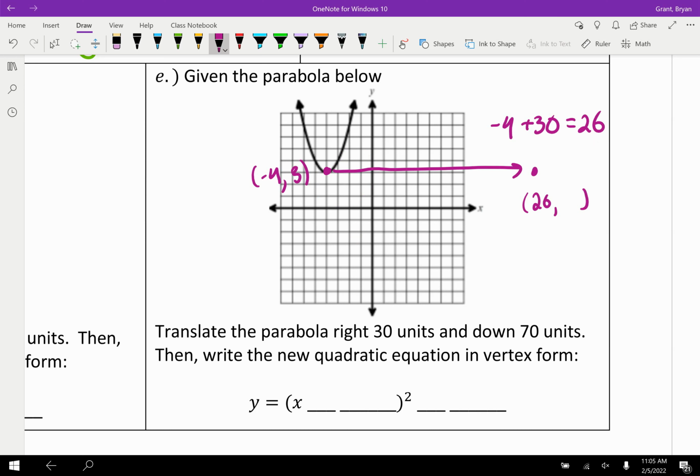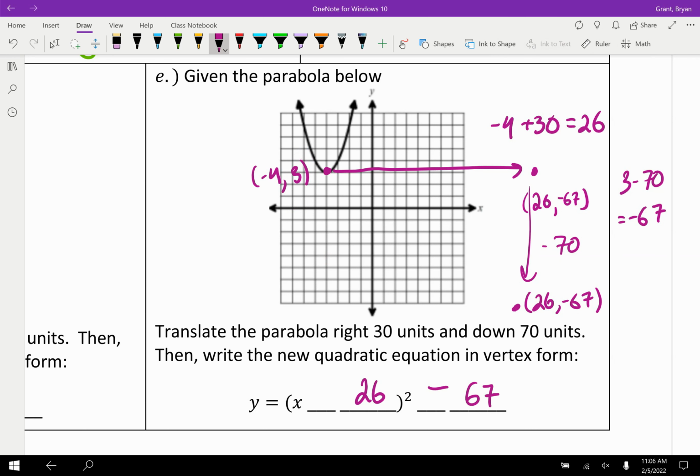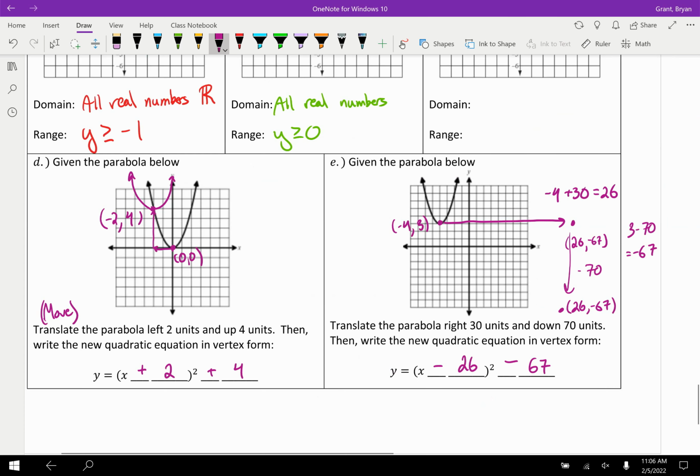But then we also have to move it down 70 units. Oof! If we're going to go down 70 units, but we're already at 3, wouldn't we do 3 minus 70? -67. That's going to give us our new point way down here. 26, -67. How do we write that? Well, we have a 26 and a 67. The k value is a minus. Easy enough. The h value is always the opposite, so it looks like +26. We'll put a -26.